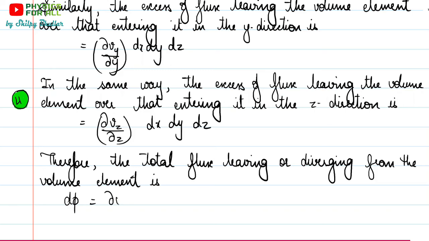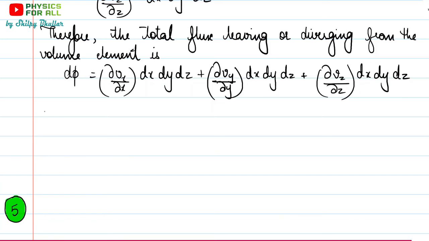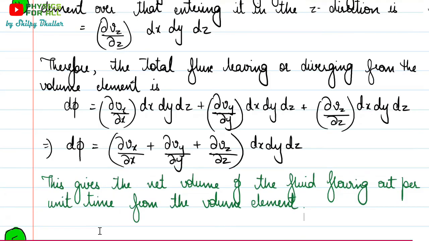So they were ∂Vx/∂x dx dy dz, and then we have the y and the z terms, and we can combine them because dx dy dz are common in all the three terms. This value obtained is basically the net volume of fluid flowing out per unit time from the volume element. So this is the entire expression which tells us the net quantity of liquid flowing out from that volume element, which was a cuboid.